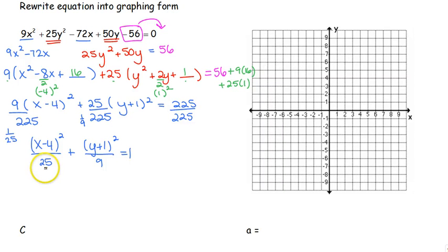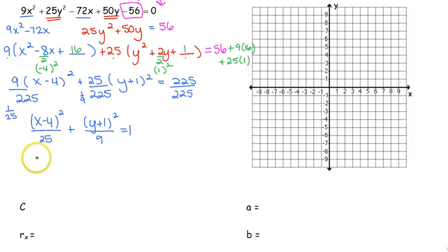Now if I'm going to put this into parentheses, right now these parentheses are being squared. This is a 25 on the outside, so if I'm going to put that on the inside, it would be what number that would be squared. So 5 squared gives me 25. Again, I think to myself, what number squared would give me 9? That's a 3.